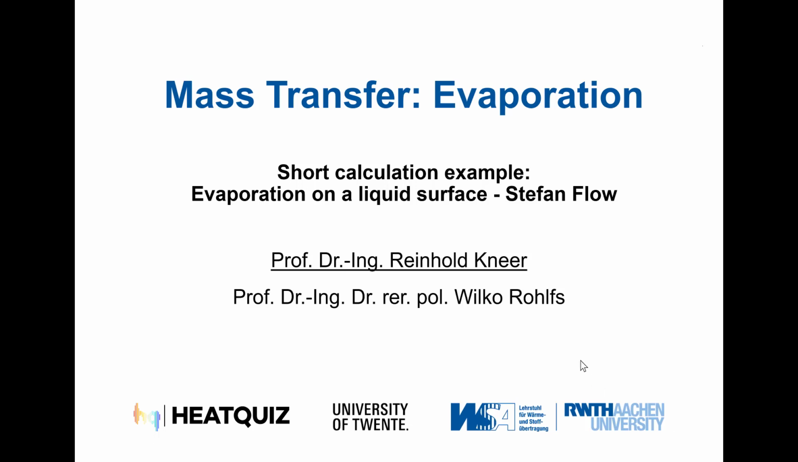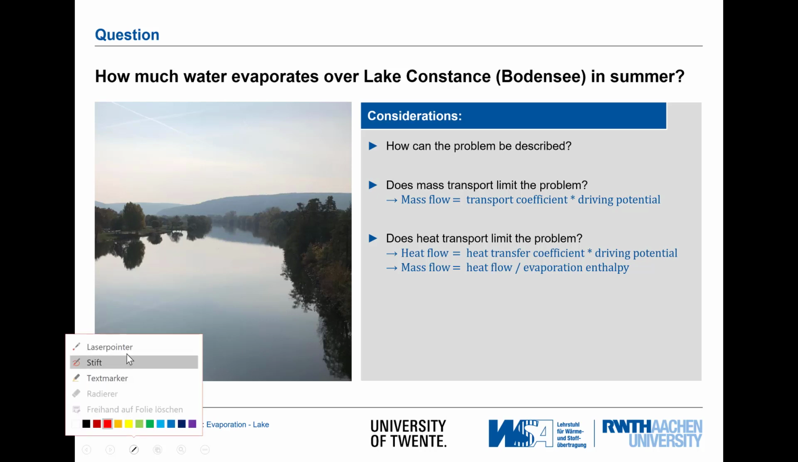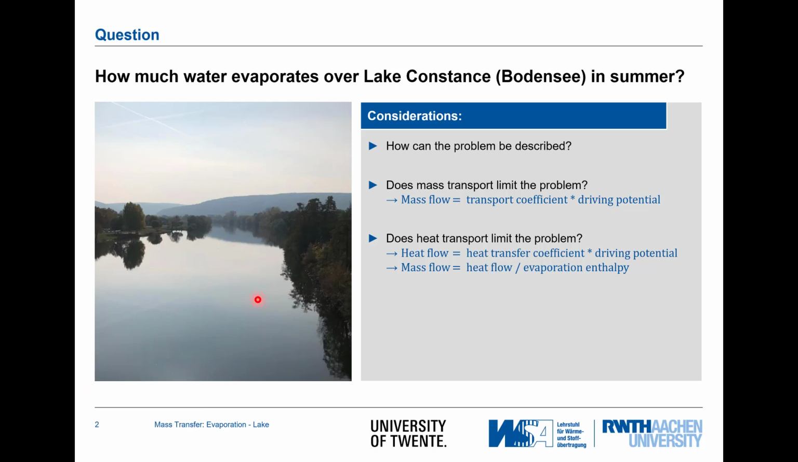Here we will go really at the detailed number level and calculate evaporation rates on a liquid surface, including Stefan flow. The situation is marked here by this image. We have a lake, and from the lake there is evaporation taking place, so we have transfer of water vapor into the ambience. The question is, how can we describe the problem?